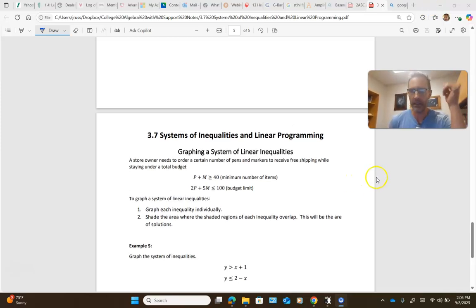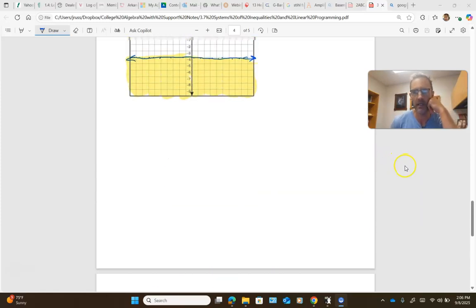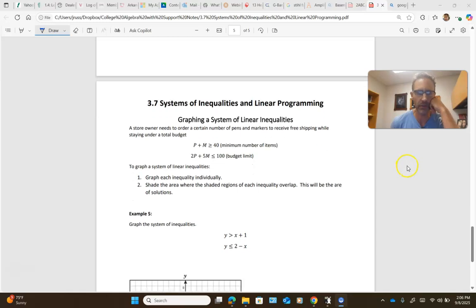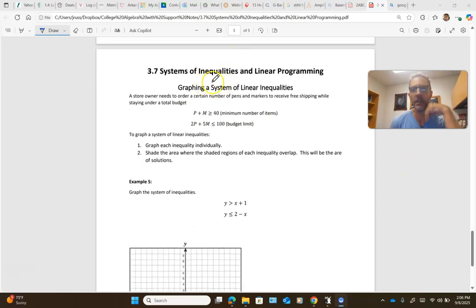Alright, welcome back guys. We're going to finish up 3.7, and as I alluded to previously, we're going to be looking at graphing a system of linear inequalities.